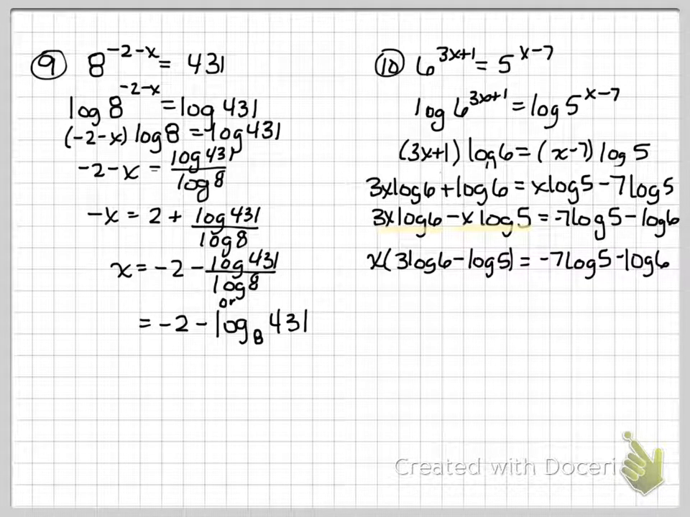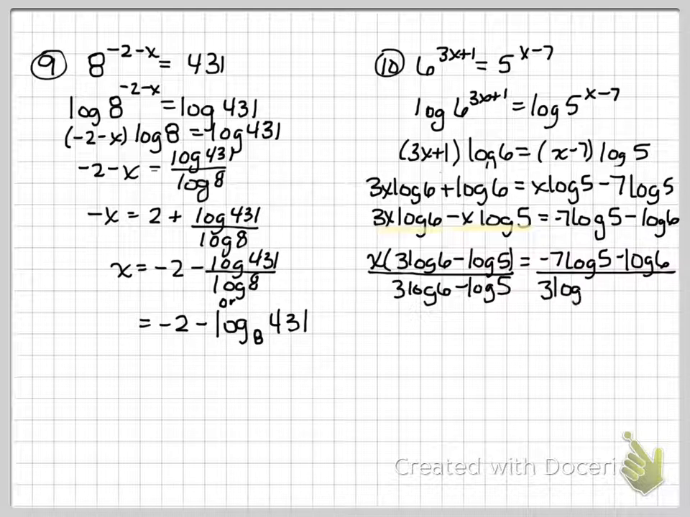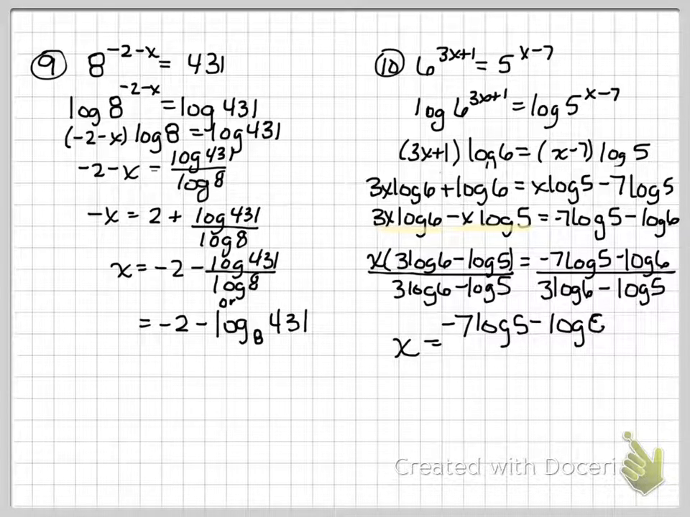And now we just divide both sides by 3 log 6 minus the log of 5. And that's going to help us isolate that x value. Okay, so this one's number 10. Our solution is done. It's not pretty. That's okay. And again, remember, because this is an exponential that we started with, we don't have to check our solution. It's only when we start off with a log that we need to check our solutions.